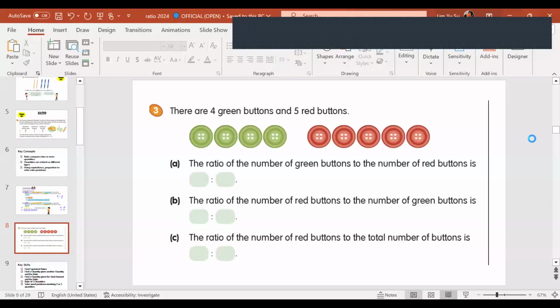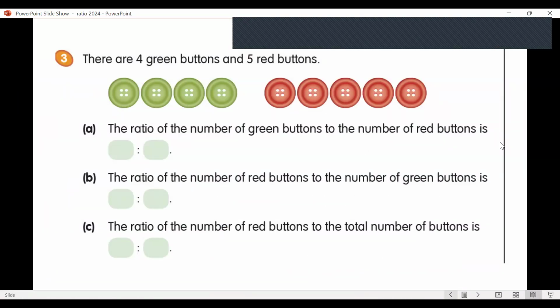Okay, so in this case, why is the highlighter particularly useful? So I have green and red buttons. I will use different colors to highlight. Green is for green, pink for red.